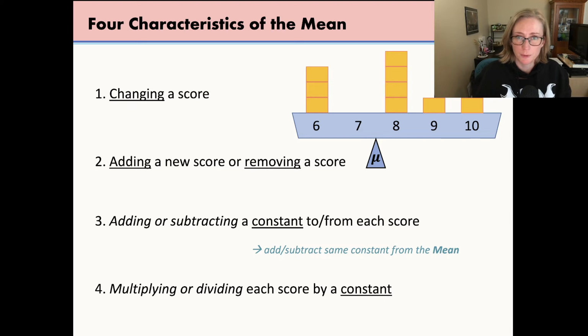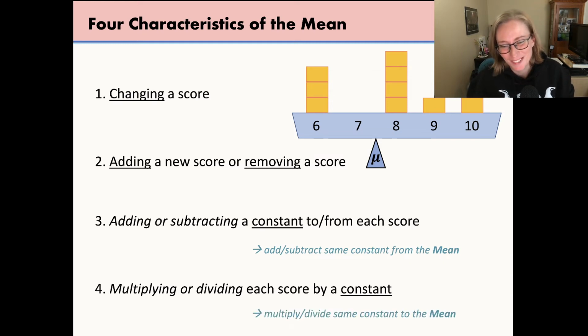Same when it comes to multiplying or dividing. If we're multiplying or dividing every single score by a constant, I don't know, I'm not imaginative right now, but I'll show an example in a second. Then you can do the same to the mean. You just multiply it or divide it by that constant.